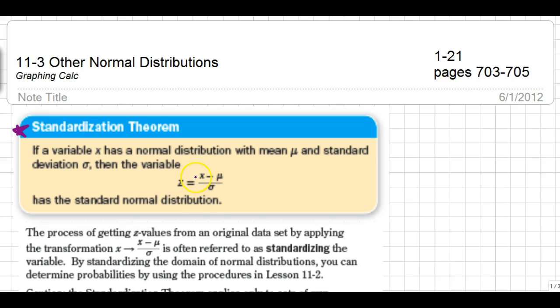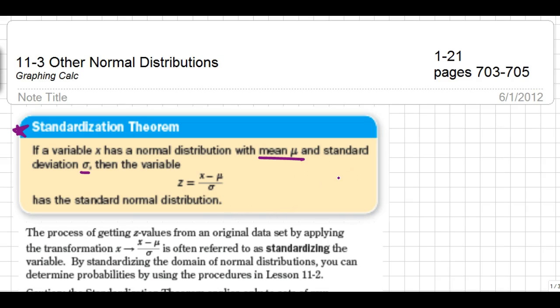Z-scores were studied earlier in this course, and the way that you calculate a z-score is you take your piece of data, the x value, you take away from it the mean or the mu, and you divide by the standard deviation. Once you've turned your score or your data into a z-score, then it can be easily put onto the standard normal curve, and you can use either the table or the normal CDF command on your calculator to calculate probabilities.